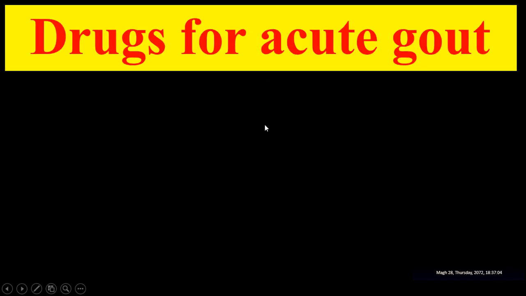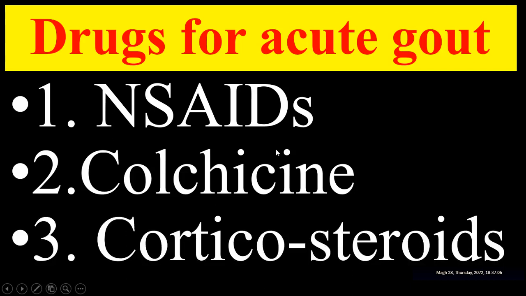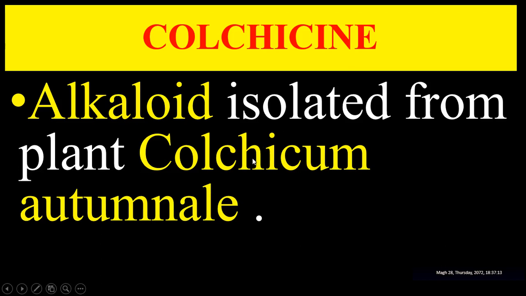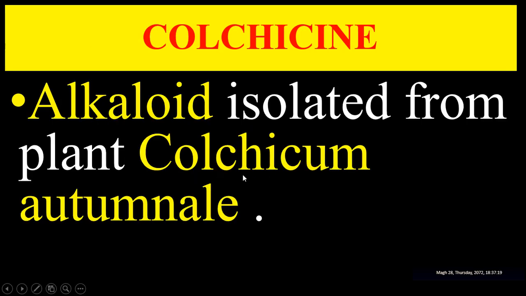Now, drugs for acute gout: we have NSAIDs, colchicine and corticosteroids. Colchicine is new for you, so we will talk about this. Colchicine is derived from an alkaloid. I will not go into detail. The name of the plant from which this alkaloid is derived is Colchicum autumnale.